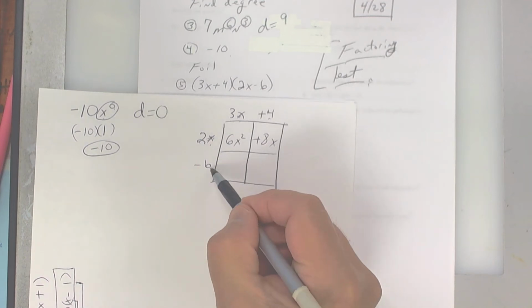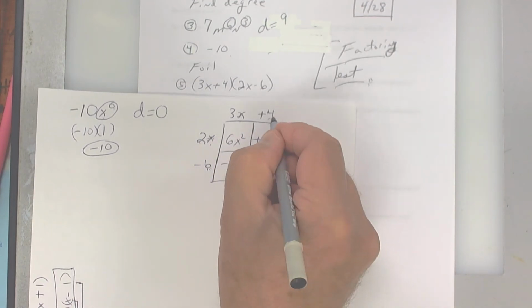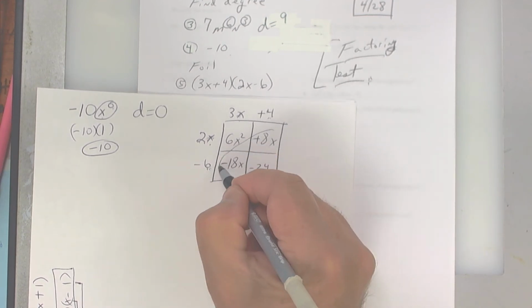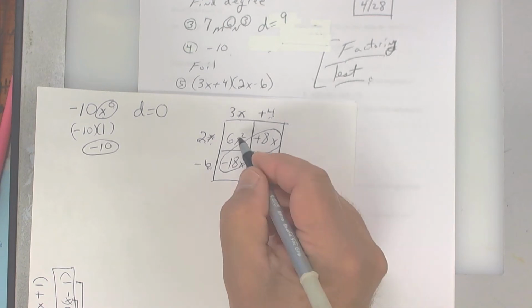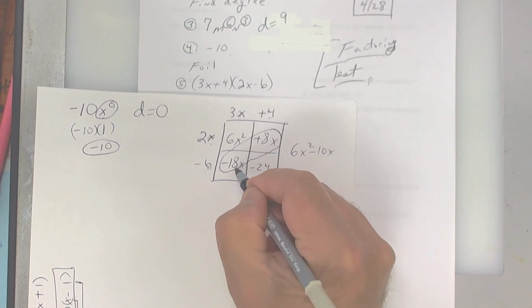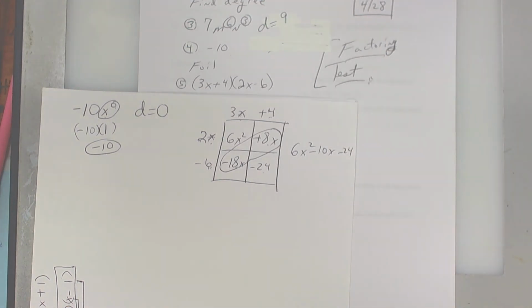Then take the next one. This times that is a negative 18x. This times this is a negative 24. Now your answer, you're going to add these two up because those are like terms. So it's going to be 6x squared minus 10x minus 24. And that's another way to do FOIL.